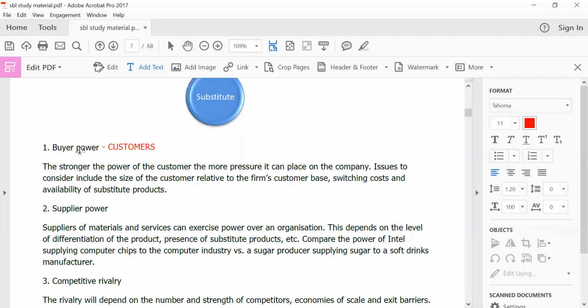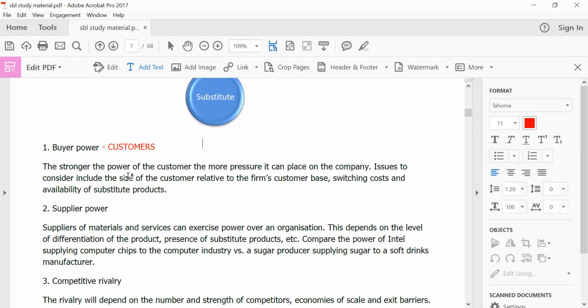So the buyer power. It is important for us to explain them one after the other. The stronger the power of the customer, the more pressure it can place on the company. So if you think that your customers cannot influence you, then you have to be very careful. Your customers will affect you. At the end of the day, they contribute to your revenue. If they decide not to buy from you, you are going to be taken out of business, right?